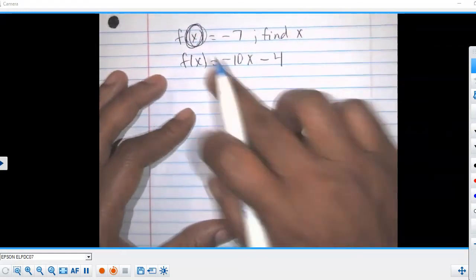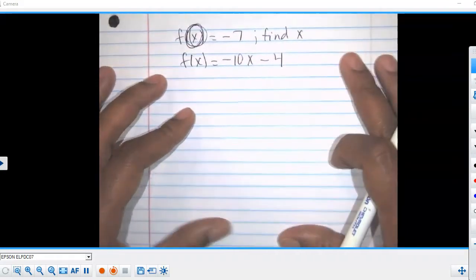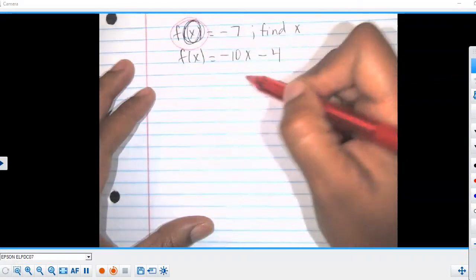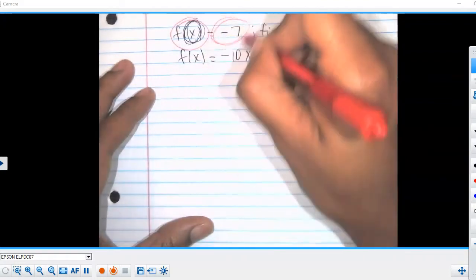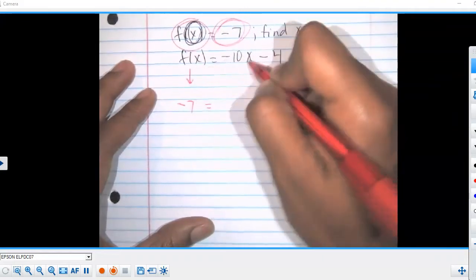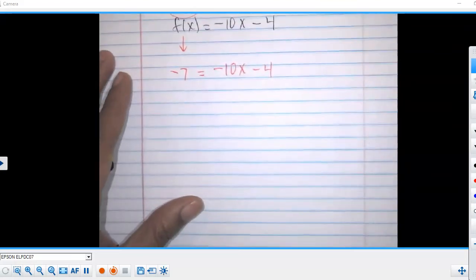You don't know who he is. You need to know what they inputted. You just know that was the output, and here's the function. So again, for this f of x, I'm replacing it with what? Because it's equal to -7. So I'm going to put -7 equals, and then I'm dropping down my function, and then I solve for x.